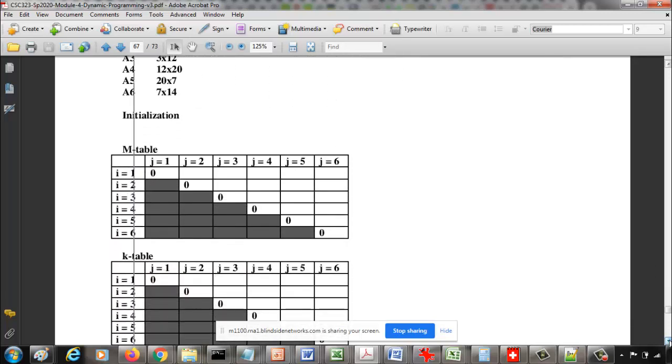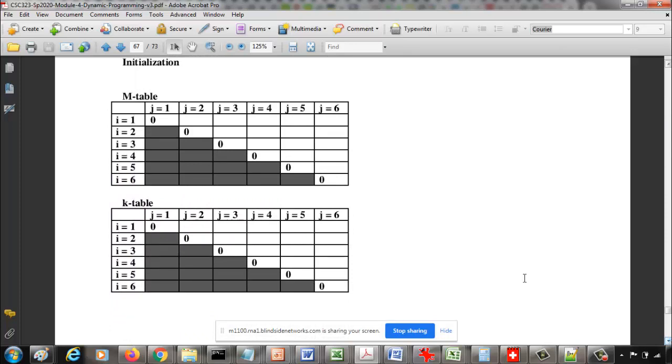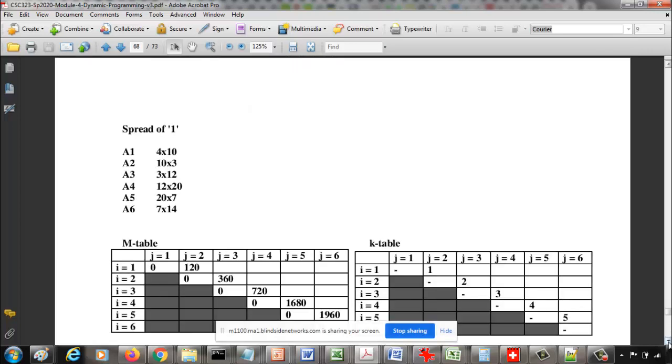So you have to set up the M table and K table. This is how you set them. It's 6 matrices here, so i equals 1, 2, 3 up to 6, and j equals 1, 2, 3 up to 6. When i equals j, we don't do any multiplication. So that's why M of i comma j is 0 for i equals j. And actually you should have recorded the K value as null, but K can be only from 1 to 6, so it's okay to record it as 0. That's okay. Alright, so now we'll start with spread of 1.